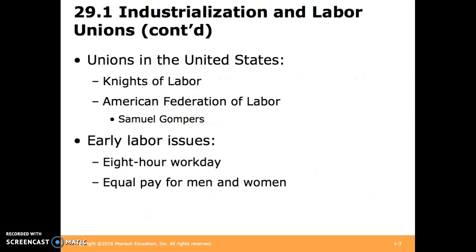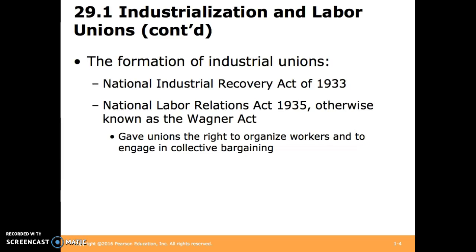The Knights of Labor and the American Federation of Labor are a couple of unions in the United States. Some of the major early issues for labor were 8-hour workdays and equal pay for men and women. Industrial union formation was bolstered by the National Industrial Recovery Act of 1933 and the National Labor Relations Act of 1935, otherwise known as the Wagner Act. The Wagner Act gave unions the right to organize workers and to engage in collective bargaining.